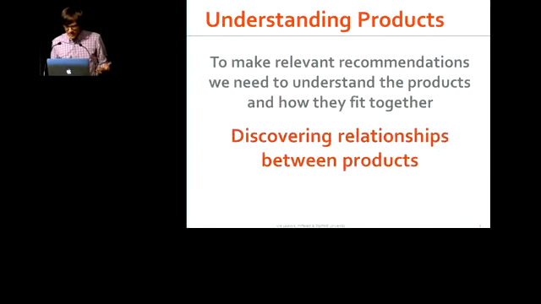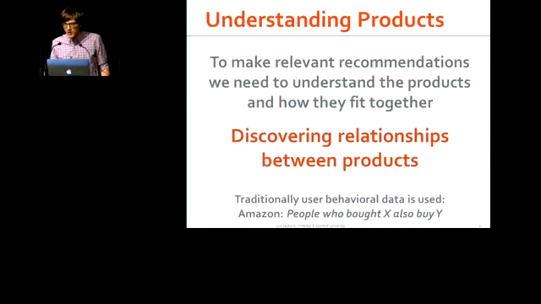Okay, and really the topic for this talk is that I want to understand relationships between the products, the relationships between items. Traditionally, this has been done on Amazon by using user behavioral data, seeing what people co-purchase together and then saying two products are related if they are co-purchased together. But we want to do more than that.